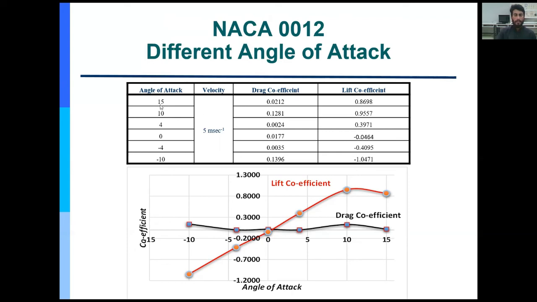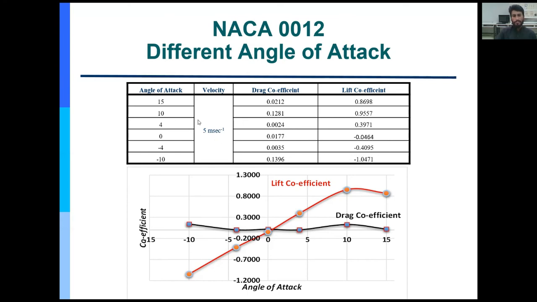At an angle of attack of 15 degrees, the drag coefficient is 0.0212, and the lift coefficient is 0.8698. These are the different angles of attack, the drag coefficients at different angles of attack, and the lift coefficient values at different angles of attack, but the velocity is constant at 5 meters per second.